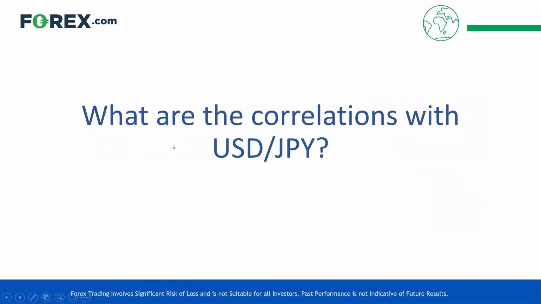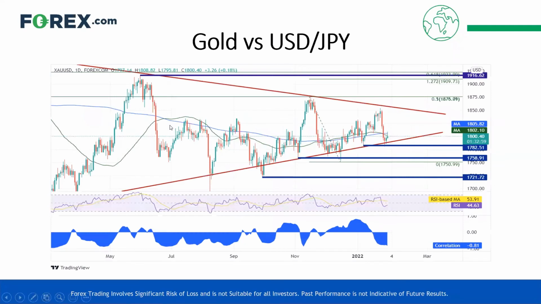Oh, this was supposed to be up there. What other correlations with dollar yen? So really, look at gold though. It's negative 0.81, so it is on the border, and it may increase or it may decrease. So if you're looking at dollar yen and you want to trade gold, or vice versa, dollar yen may be a proxy. It's right on the cusp.